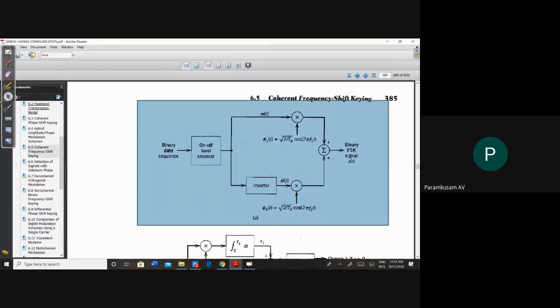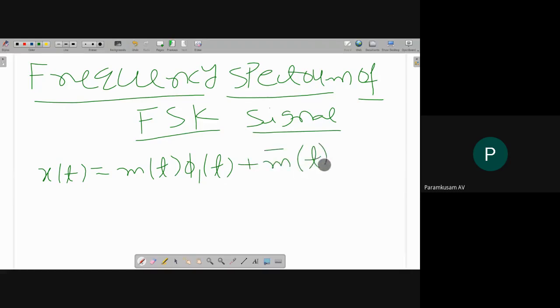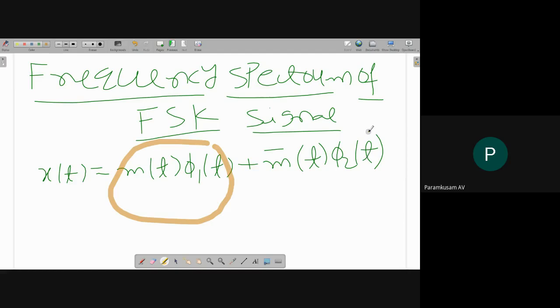These two are added. According to that block diagram, x of t is equal to m of t into pi1 of t plus m cap of t into pi2 of t. At any moment, if m of t is logic 1, m cap of t is logic 0, so this term becomes 0. If m of t is logic 0, then this term becomes 0 and the other term exists. So at any moment you get either m of t into pi1 of t, when m of t is logic 1, or m cap of t into pi2 of t, when m of t is 0 and m bar of t is 1.